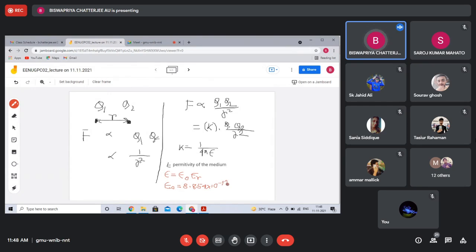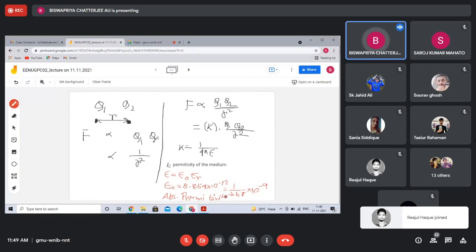or it has got another value, 1 upon 36 pi into 10 power minus 9. So it's called absolute permittivity.